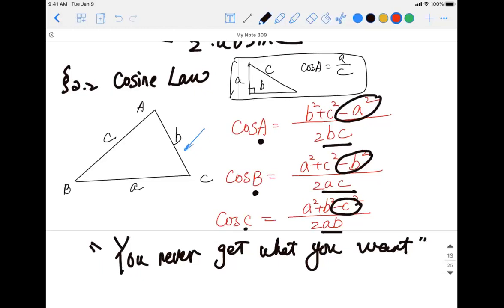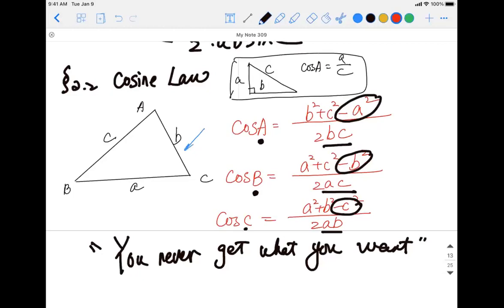So that being said, what does it mean? It means you never get what you want. If you want A, there's no A in the denominator, no A in the numerator. Want a B? No B in the numerator, no B in the denominator. You want a C? Same thing. I think this is a very easy way for you to remember the cosine law. So far, so good?